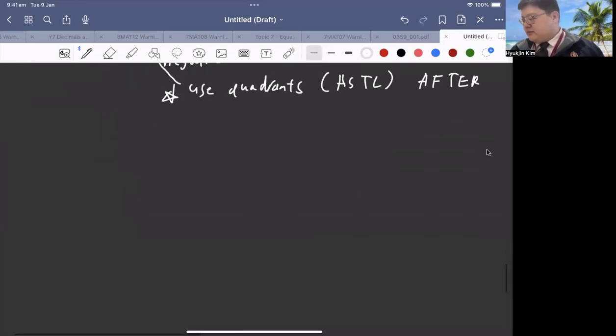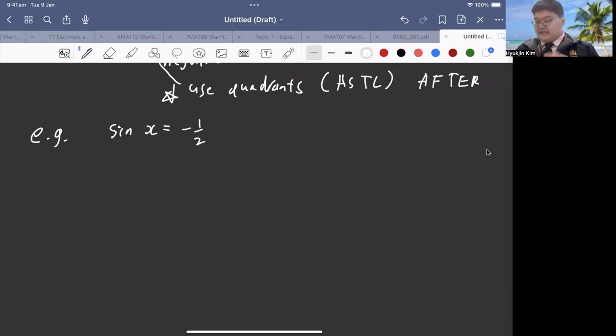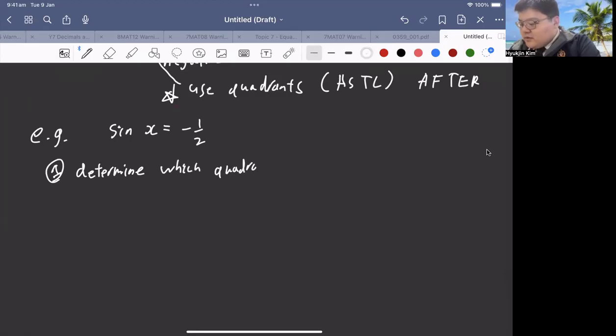Okay. So if, for example, I have sine of x equals -1 on 2. Step one, this is what I'll do in my head. I'm not going to write step one in my exam, but I'm going to do step one first of all. Determine which quadrants it lies in.